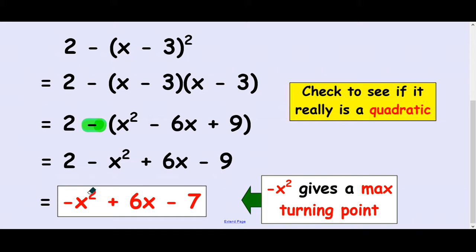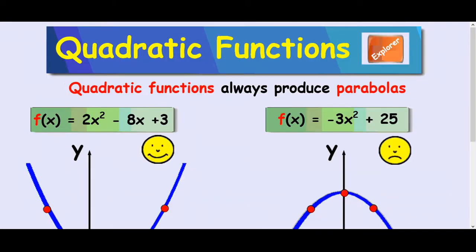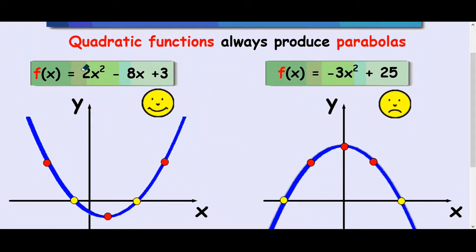Now this is different to before. Before we had a plus x squared when we would times the bracket out. Now we've got a negative x squared. So that gives us a maximum turning point. So when we see completed square form in this format with a negative in front of the bracket, that's giving us a maximum. So if we try and remember back to this idea here, positive x squareds, like coefficients that are positive, they give a minimum turning point. That's a low point here.